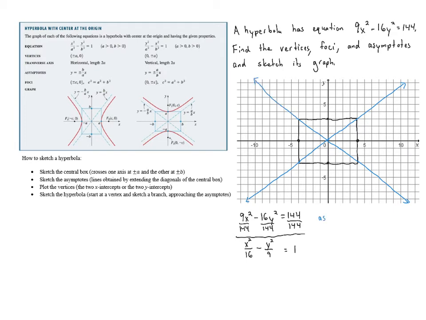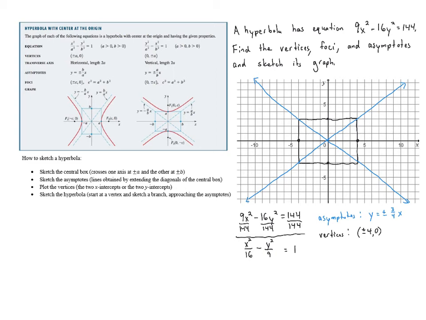And those asymptotes, we can see, are given by the equations y equals plus or minus. Now the slope is 3/4. We've got a rise of 3 and a run of 4, so we've got 3/4 x. So those are our asymptotes. Now the vertices, remember we said that this was opening horizontally. The vertices are going to be at plus or minus 4, 0. And we can actually sketch the graph at this point.